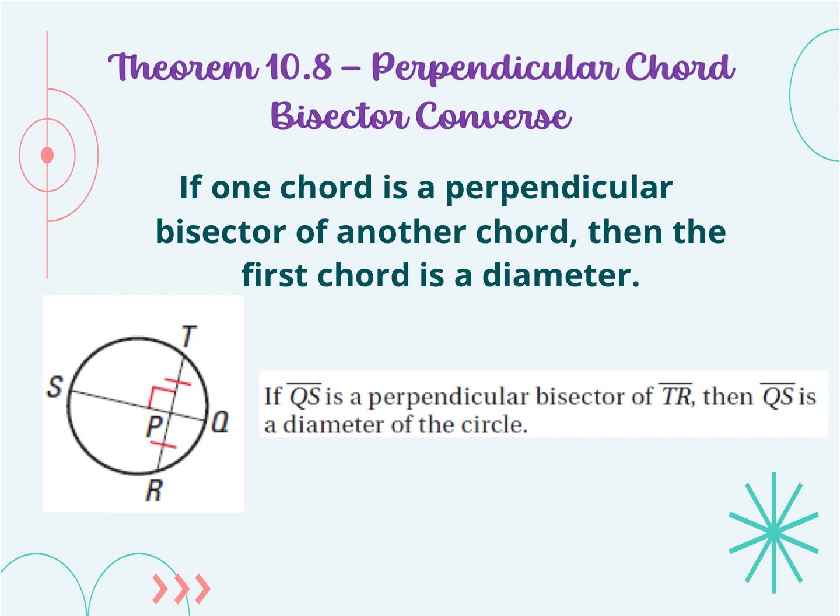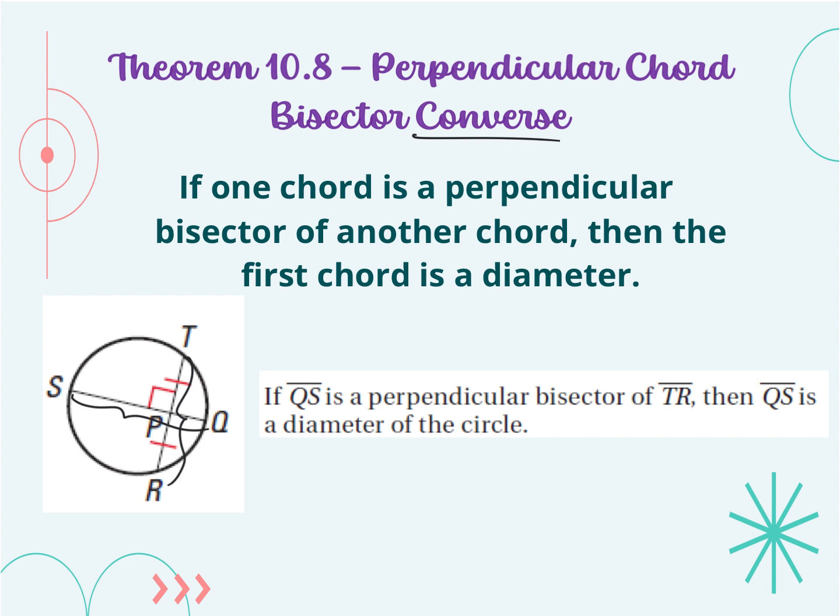10.8 is perpendicular chord bisector converse. So if one chord is the perpendicular bisector of another chord, then the first chord is a diameter. So this is the converse, so we go backwards. So if QS is the perpendicular bisector of TR, telling us this line right here perpendicularly bisects TR, which is this line right here, then QS is the diameter of the circle.